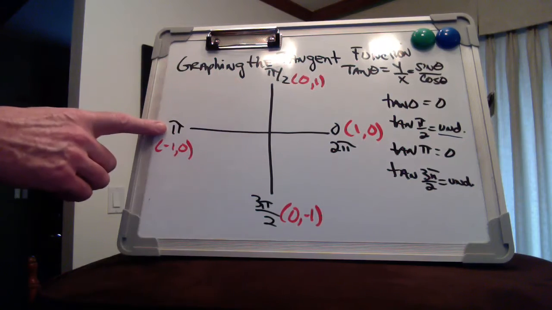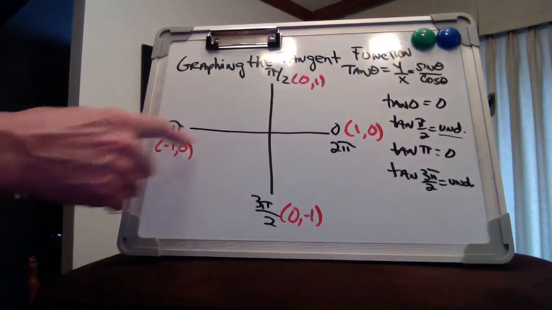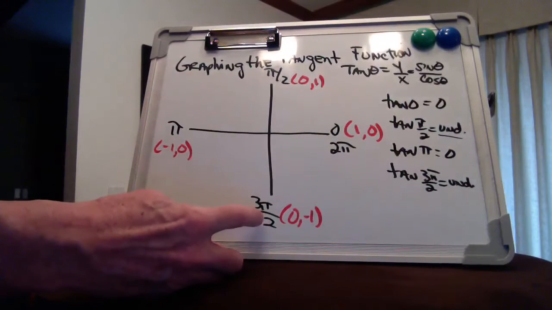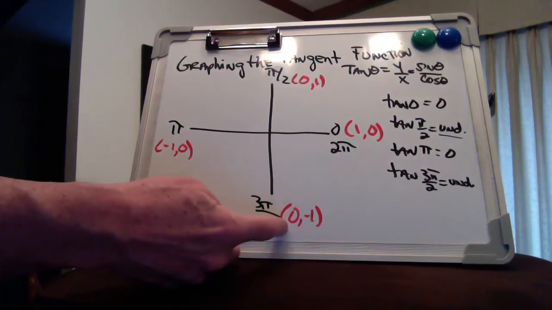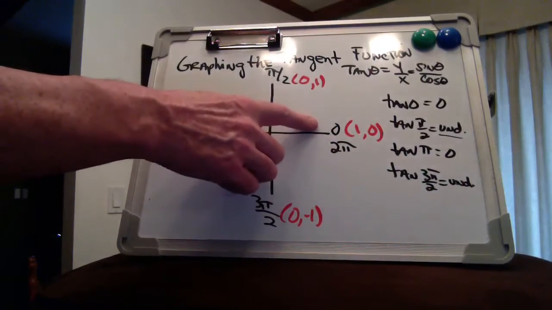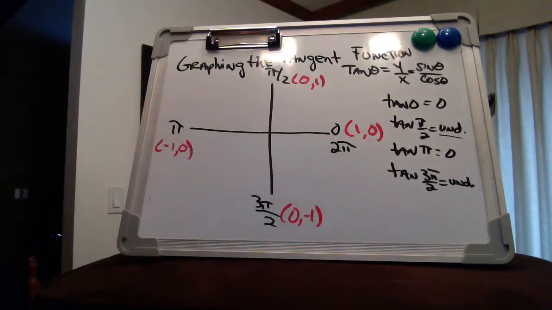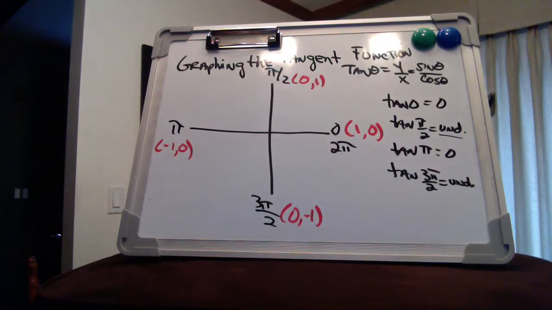Continue on at pi, y over x, you end up with 0. And then 3 pi over 2, your y divided by x, that is also undefined. And then tangent of 2 pi is the same as the tangent of 0. That would be 0. That means you're returning all the way back here. So I want to take this information and now graph this.